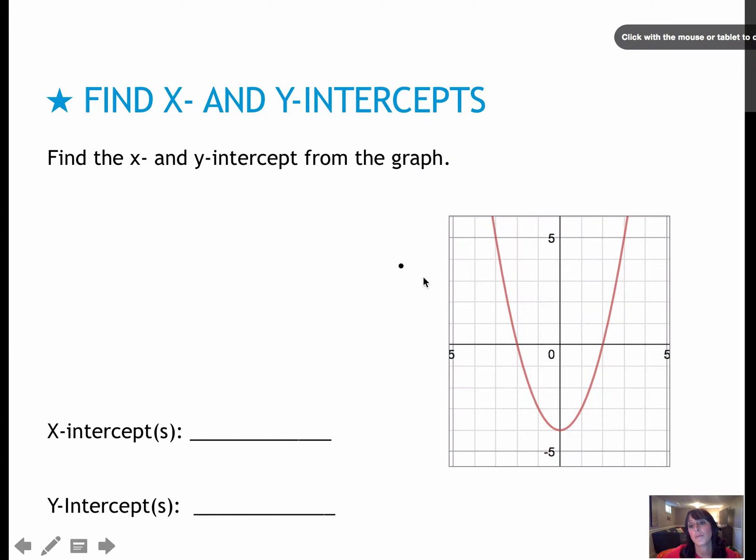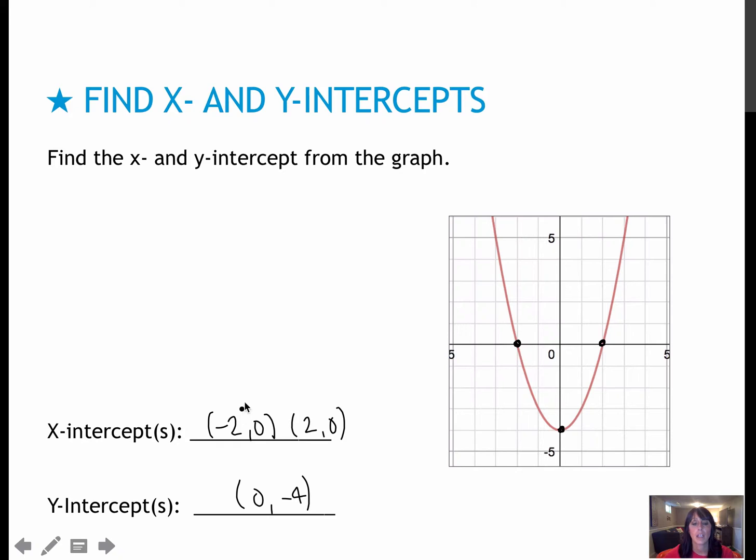The first, the x-intercepts, as you can see there are 2 of them this time, which means -2, 0 and +2, 0. And the y-intercept would be at -4, which means 0, -4. Now, before we move on to the next type of finding intercepts, I want you to notice that in the x-intercepts, the y value is 0, and in a y-intercept, the x value is 0.